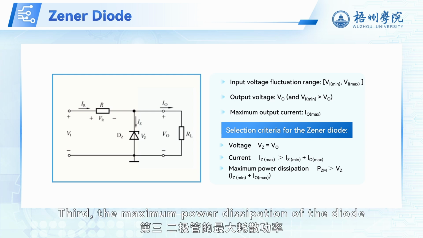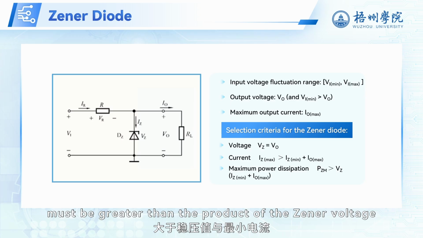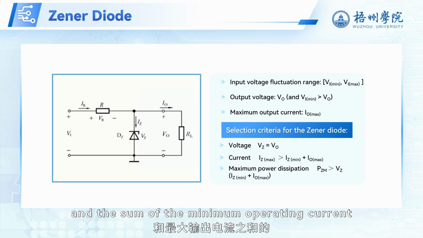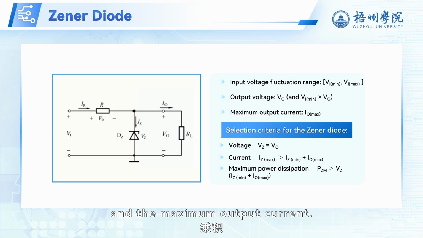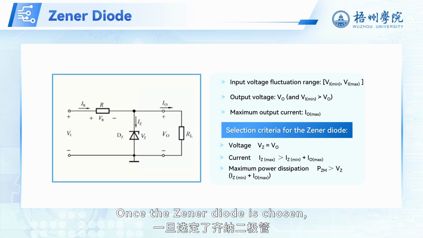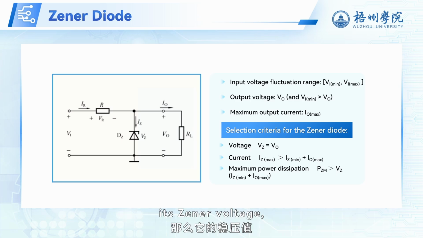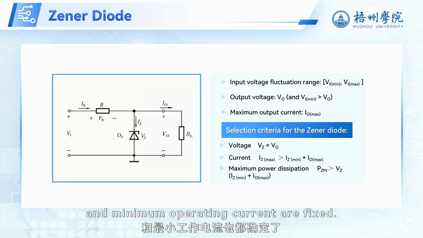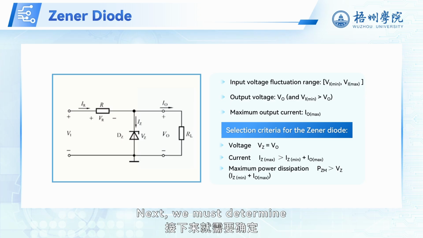Third, the maximum power dissipation of the diode must be greater than the product of the Zener voltage and the sum of the minimum operating current and the maximum output current. Once the Zener diode is chosen, its Zener voltage, maximum operating current, and minimum operating current are fixed. Next, we must determine the resistance and rated power of the current limiting resistor.